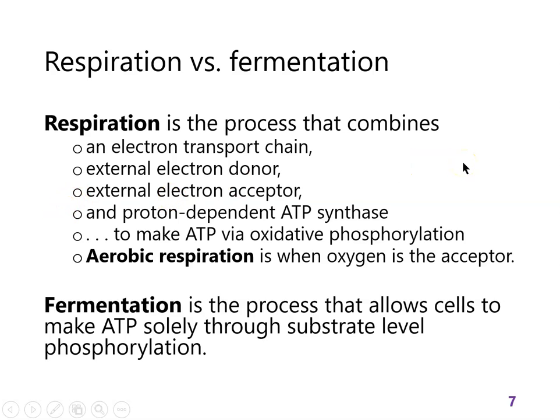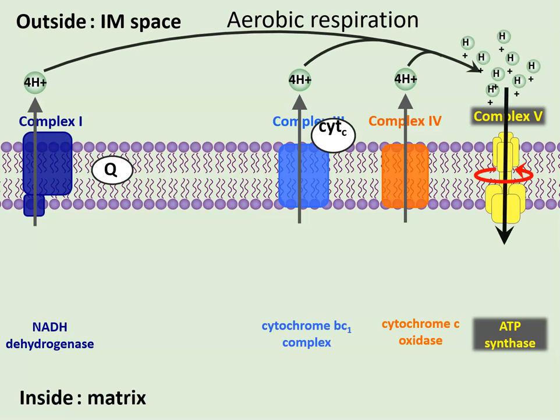And then fermentation is a completely different system where ATP is made only through substrate level phosphorylation, and we'll work through some of that as well. So this again is part of what we saw last time. Electron transport chain with the complexes that pump protons and the ATP synthase complex.